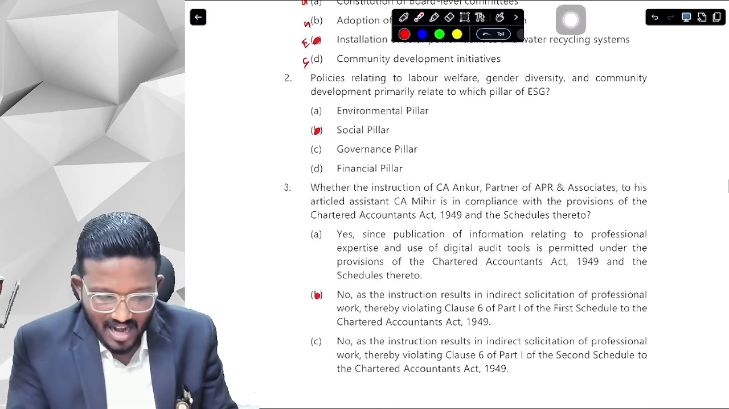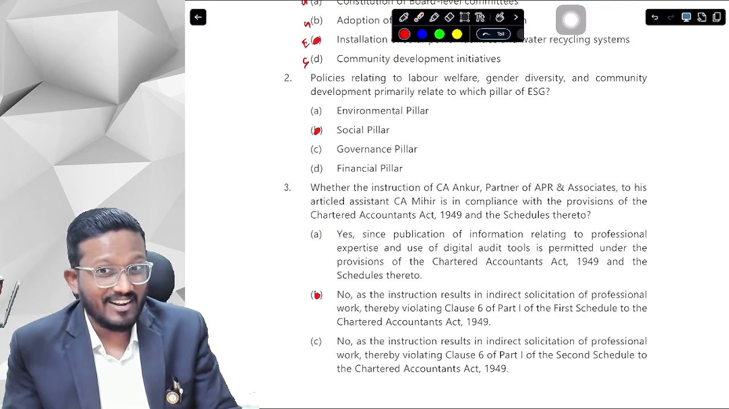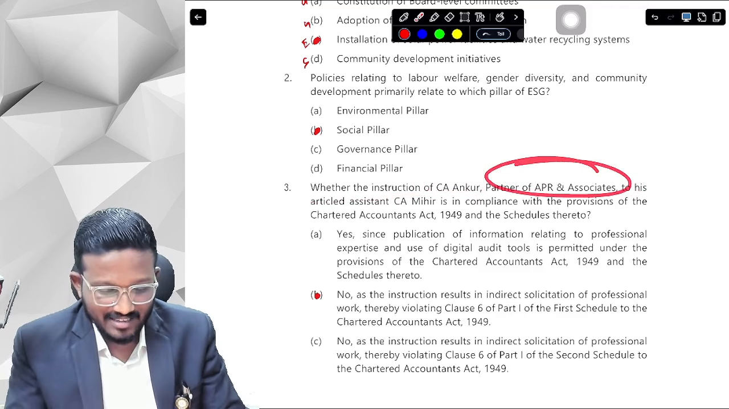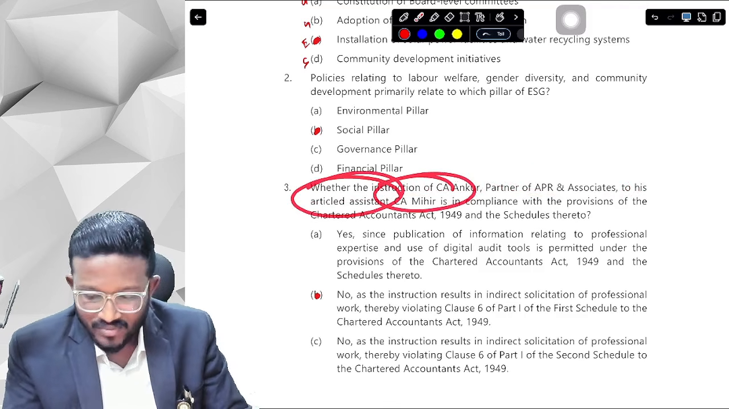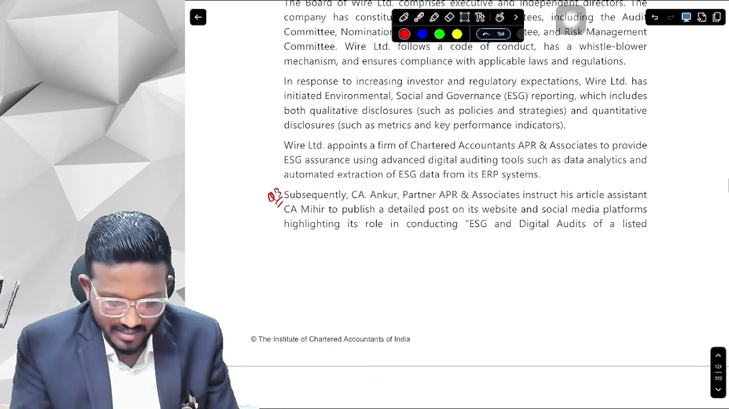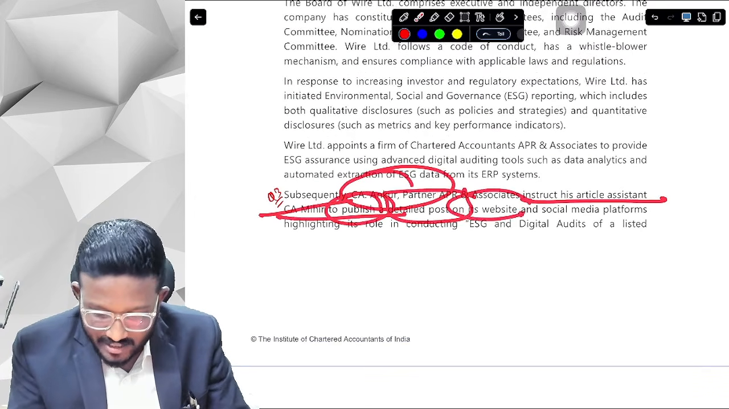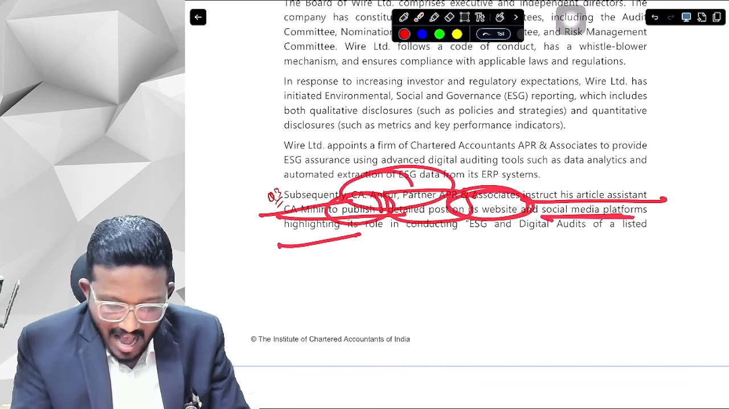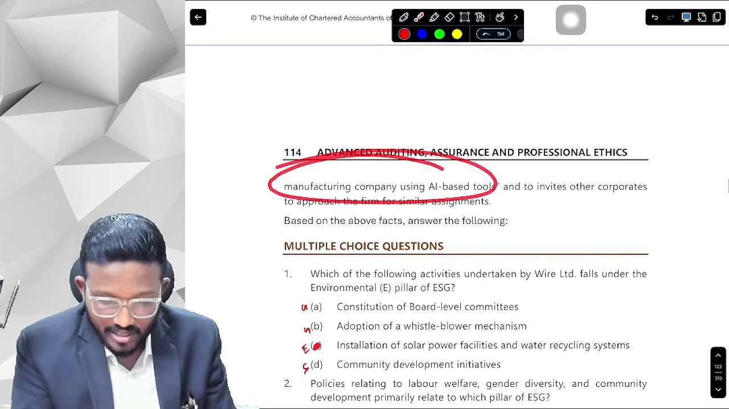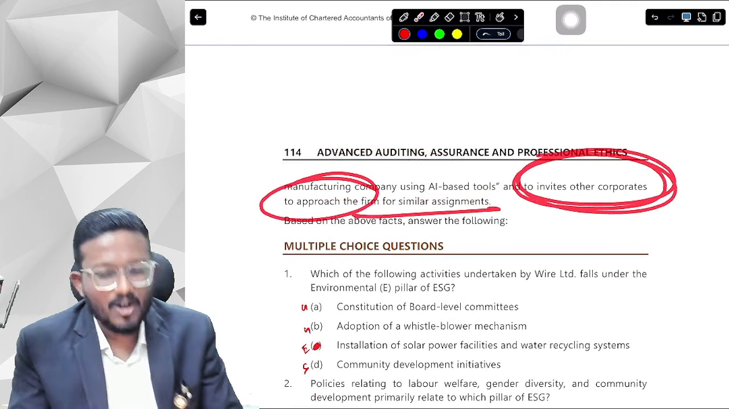Okay, yes sir. Now the instruction of CA Ankur, the partner of APR and Associates, to its article assistant is in compliance with which of the provisions of the Chartered Accountants Act? So what was the instruction? Basically, CA Ankur instructed his article assistant to publish a detailed post on its website and social media platform highlighting its role in conducting ESG and digital audit of a listed manufacturing company using AI based tools, and to invite other corporates to approach the firm for similar assignments.